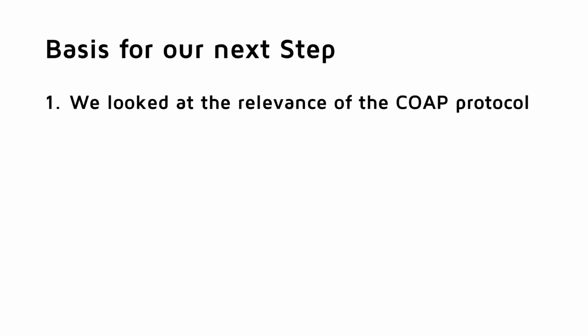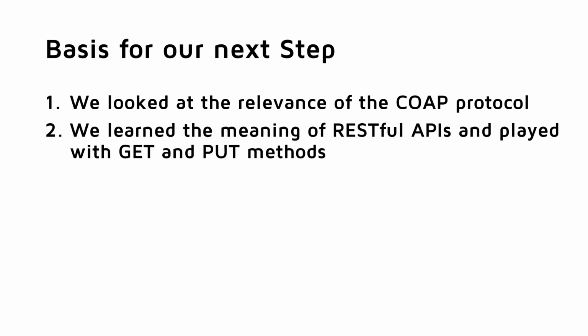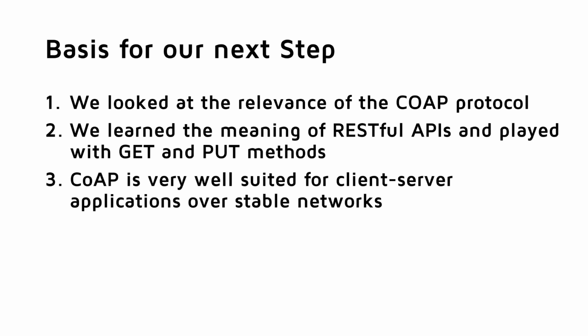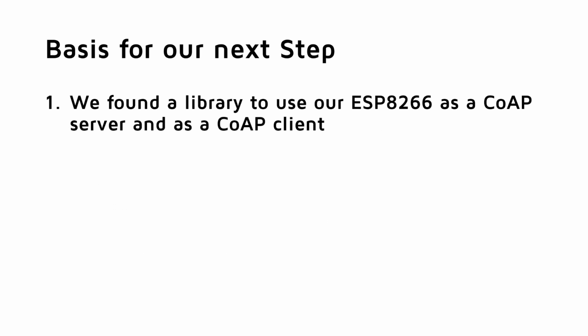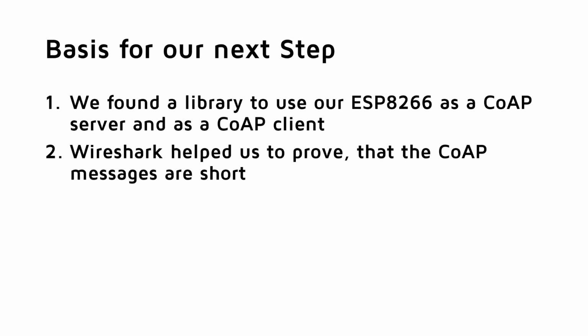We looked at the relevance of the CoAP protocol as the second important IoT protocol together with MQTT. We learned the meaning of RESTful APIs and played with GET and PUT methods. CoAP is very well suited for client-server applications over stable networks. MQTT, because of its built-in QoS levels, is well suited for applications with unreliable networks or where the nodes are in deep sleep for a long time. The broker can store the messages as long as the node is not available. We found a library to use our ESP8266 as a CoAP server and also as a CoAP client, and we were able to test it in both scenarios. Wireshark helped us to trace network traffic and prove that the CoAP messages are really short.